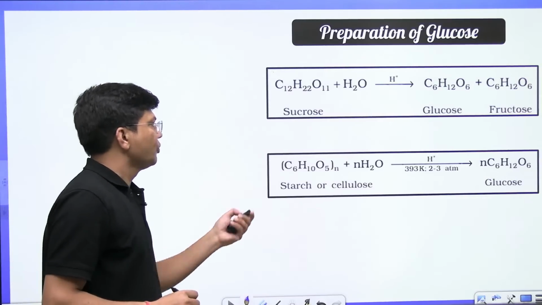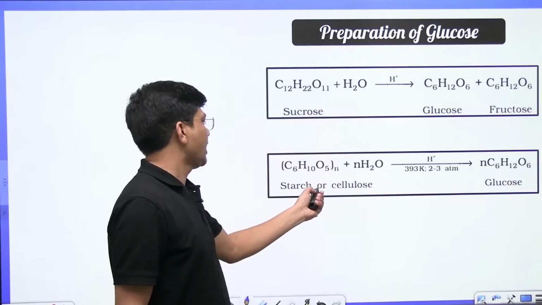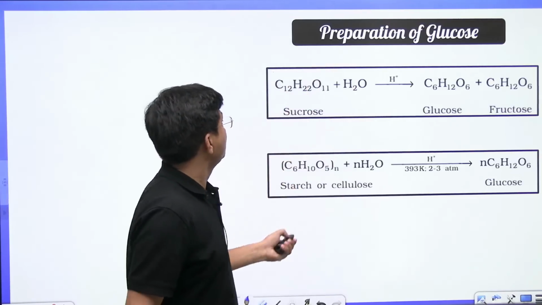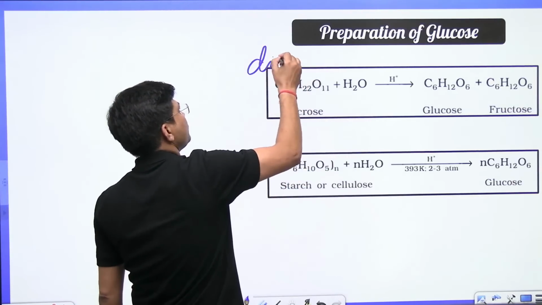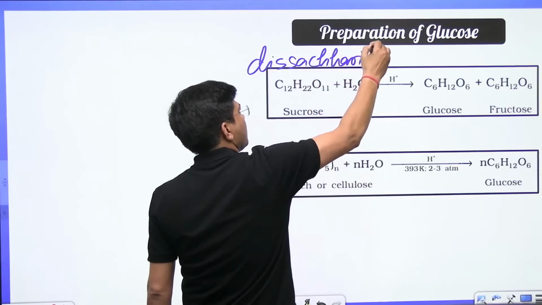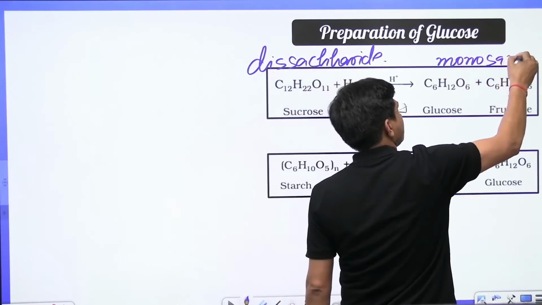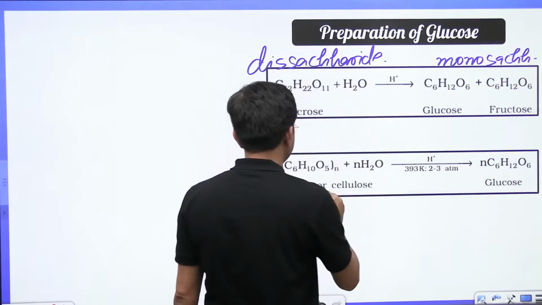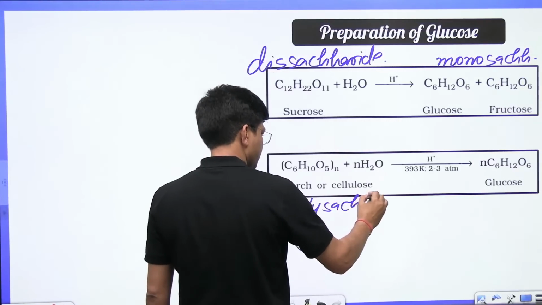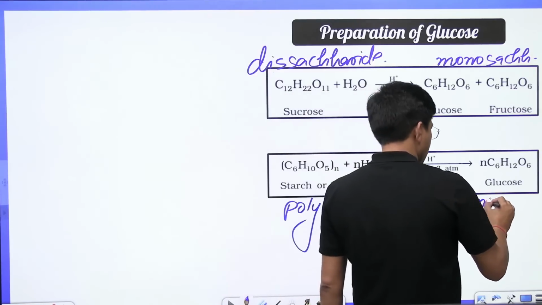Preparation of glucose, this you should know very well, because sucrose on hydrolysis gives glucose and fructose, and starch or cellulose on hydrolysis will give glucose. Because these are polymers, this is your disaccharide, this is your disaccharide, these are giving monosaccharides, and this is your polysaccharide, this will give you monomer glucose.